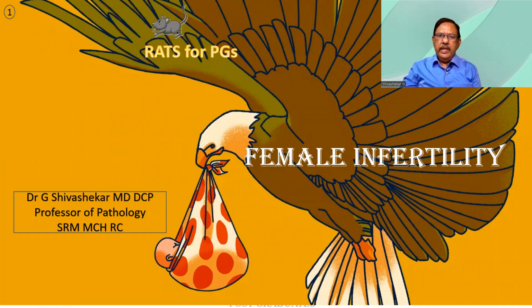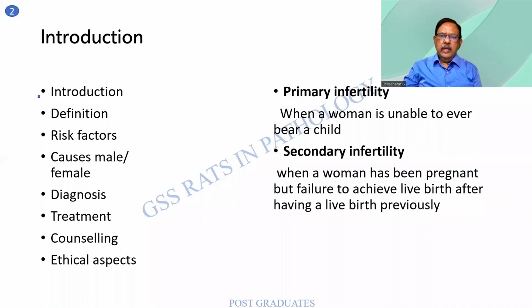The topic for the day is female infertility. It is a complex topic that cuts across several disciplines, starting from anatomy up to gynecology, including endocrinology, as well as several ethical issues and forensic medicine. In fact, the definitions are important in the court of law.